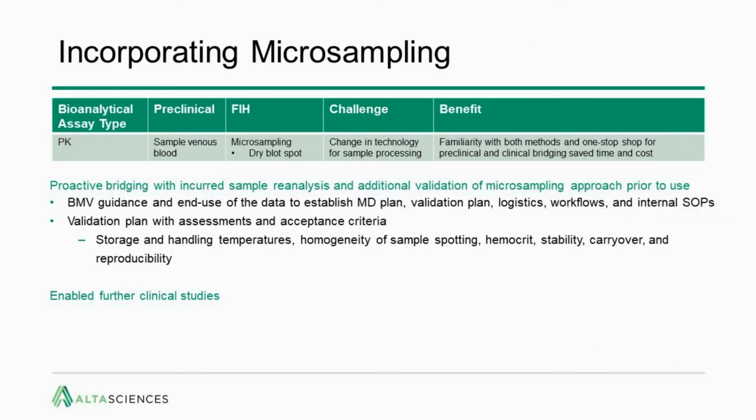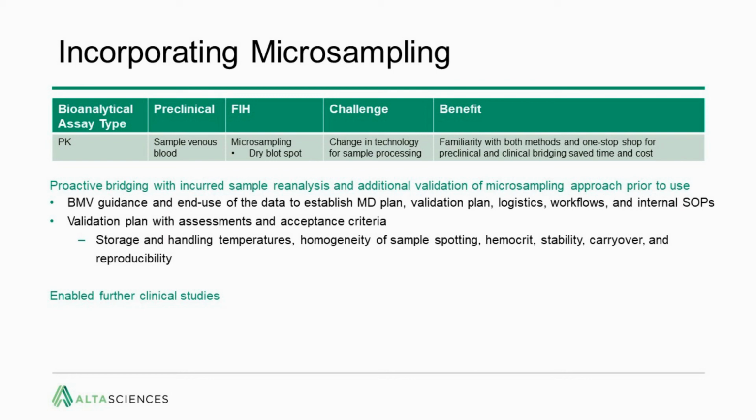The sponsor wanted to include microsampling within this study, specifically for the PK endpoint, which was an LBA-based endpoint. So preclinically, we used venous blood sampling, whereas in the first in human, we wanted to apply the microsampling using dried blood spot technology. The challenge was the change in technology for sample processing. The benefit of using the integrated solution was familiarity with both methods and a one-stop shop for preclinical and clinical bridging, which saved time and cost.